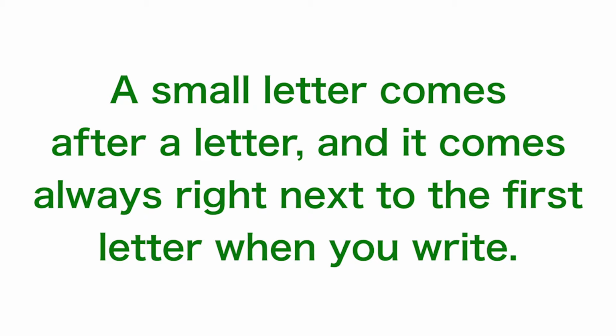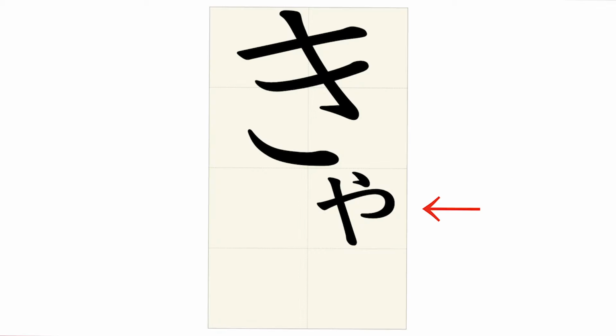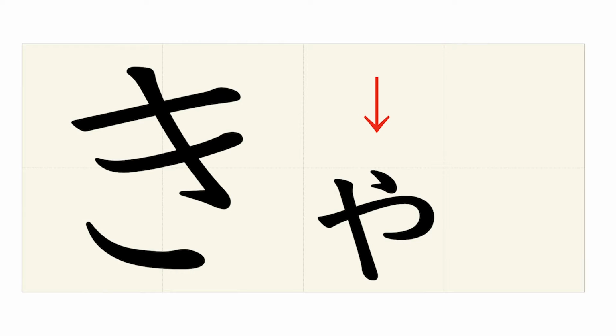A small letter comes after a letter, and it always comes right next to the first letter when you write. If you write in vertical writing, the position will be here. If you write in horizontal writing, it will be here.